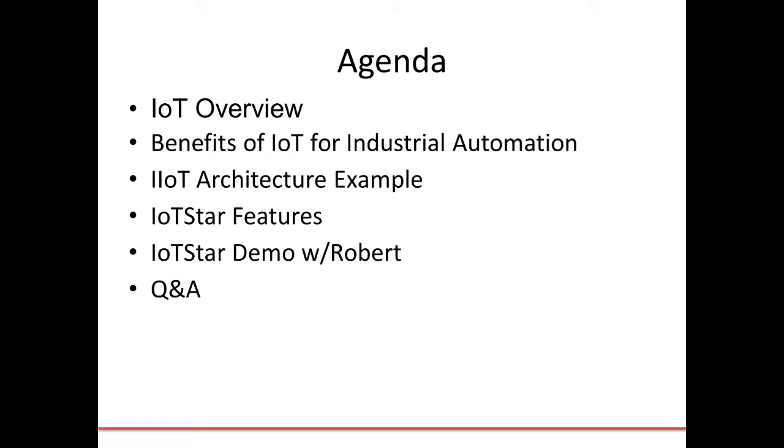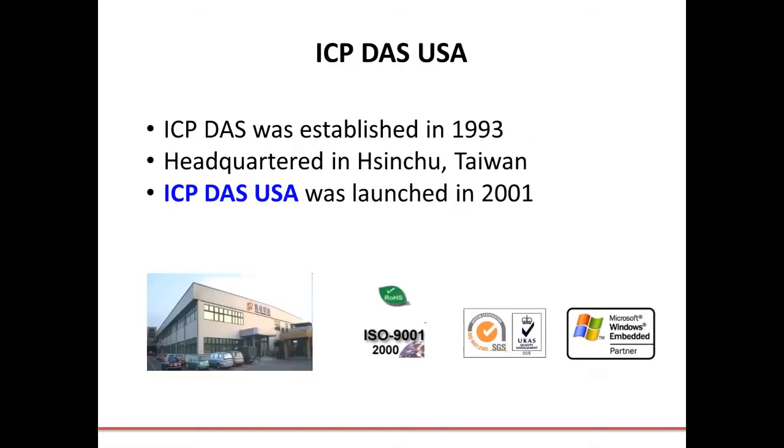If this is your first time joining us, a little bit about ICP DAS USA. ICP DAS was established in 1993. Our headquarters is located in Hsinchu, Taiwan. ICP DAS USA was launched in 2001 to support the North and South American markets. We have over 100 R&D engineers, and we work closely with them to add new features to our products, to develop new products, and to support our customers.